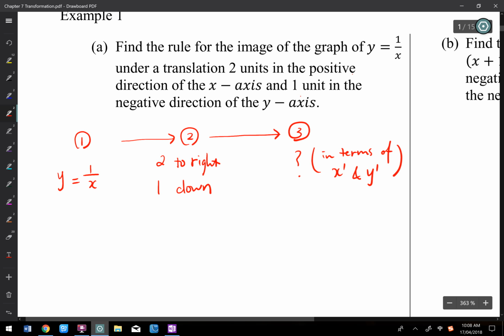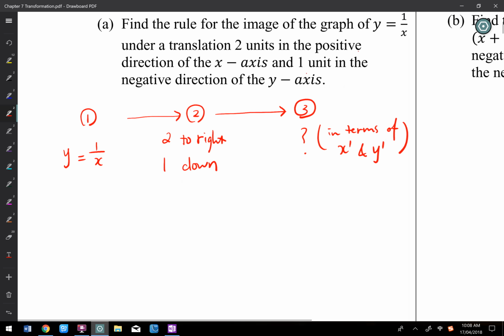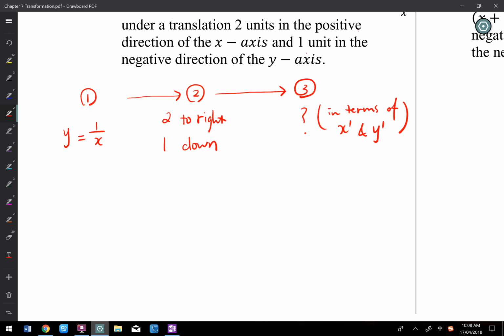You want to find an equation in terms of x dash and y dash. That's what you want to get in the end. So let's have a look at what we can do.